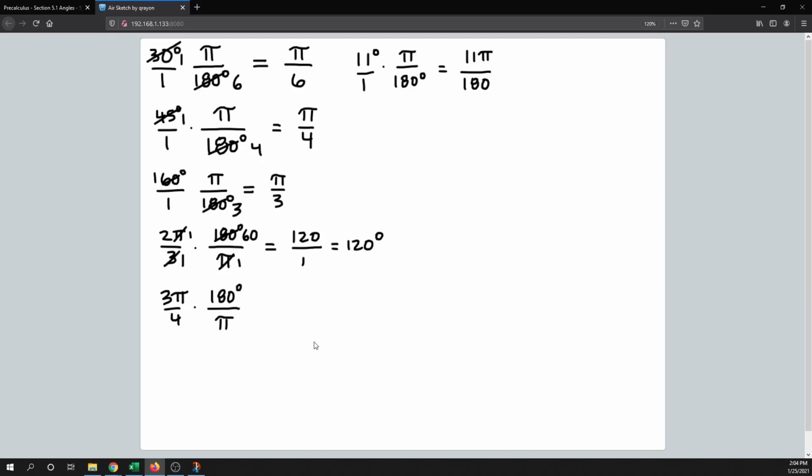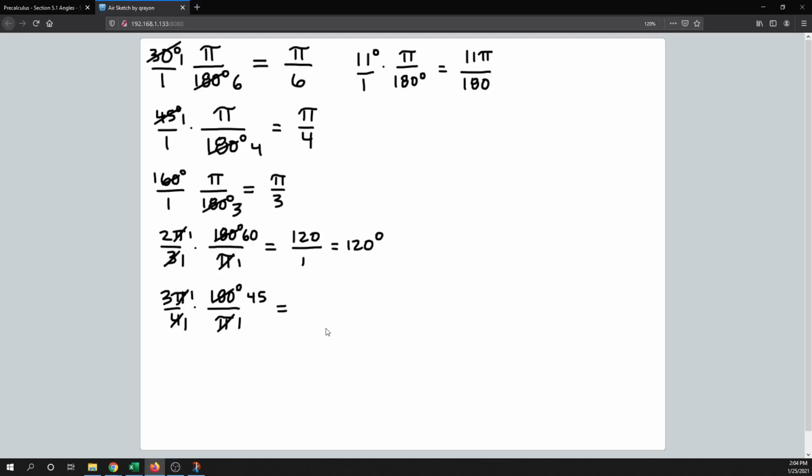And then, again, multiply these out and cancel, or go ahead and cancel and then multiply, which is what I'm going to do. Pi goes into itself once. It goes into itself once up here. Looking for common factors between the top and the bottom, I can see 4 goes into 180. 4 goes into itself 1 time. It goes into 180 45 times.